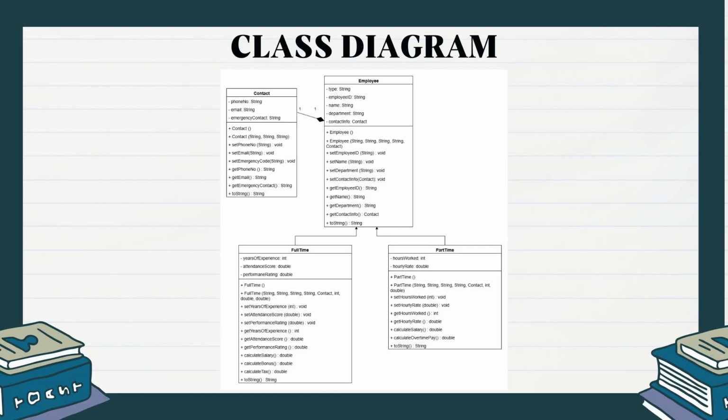So our group will be presenting our group project, which is the employee payroll system. Our class diagram consists of 4 classes: one super class, which is Employee, one composite class, which is Contact, and 2 subclasses, which are FullTime and PartTime.